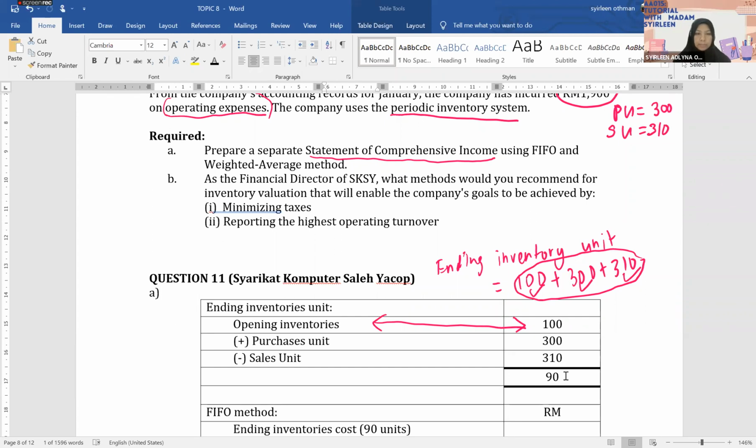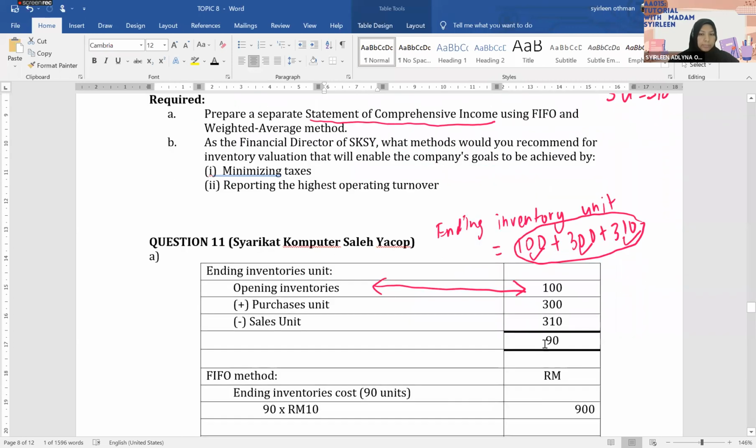So ending inventory, kalau you tak nak tulis macam ni, you akan tulis dalam bentuk formula lah. Memang hari tu ada orang tanya, Madam, formula wajib tulis tak? Formula tak wajib tulis, tapi I tak nak tiba-tiba dia keluar 100, 300. Dia tak boleh lah tiba-tiba keluar 100, 300, 310 tu without knowing 100 tu apa, 300 tu apa, 310 tu apa. So you have to have the value together with the item. So opening inventory kita 100, purchase unit 300 and sales unit is 310. So kita dapat ending inventory unit is 90.